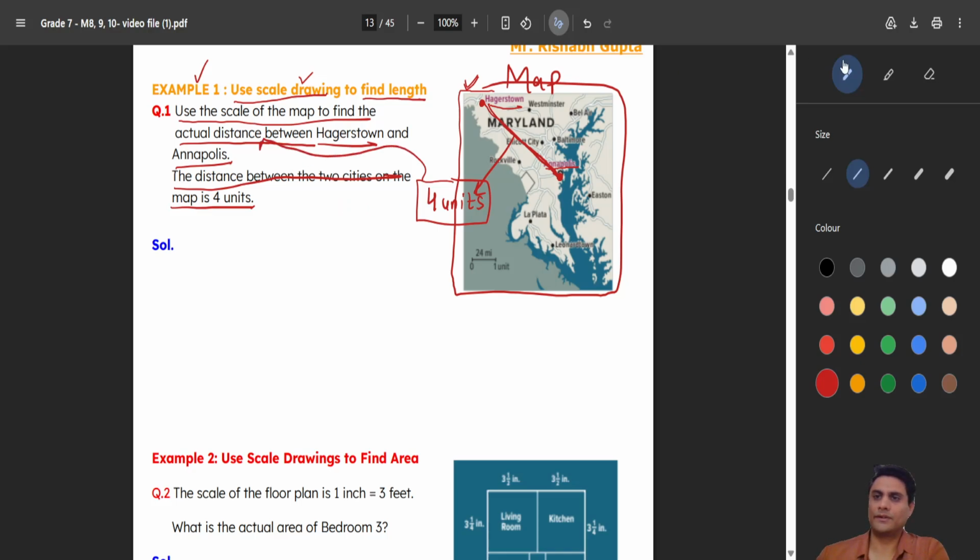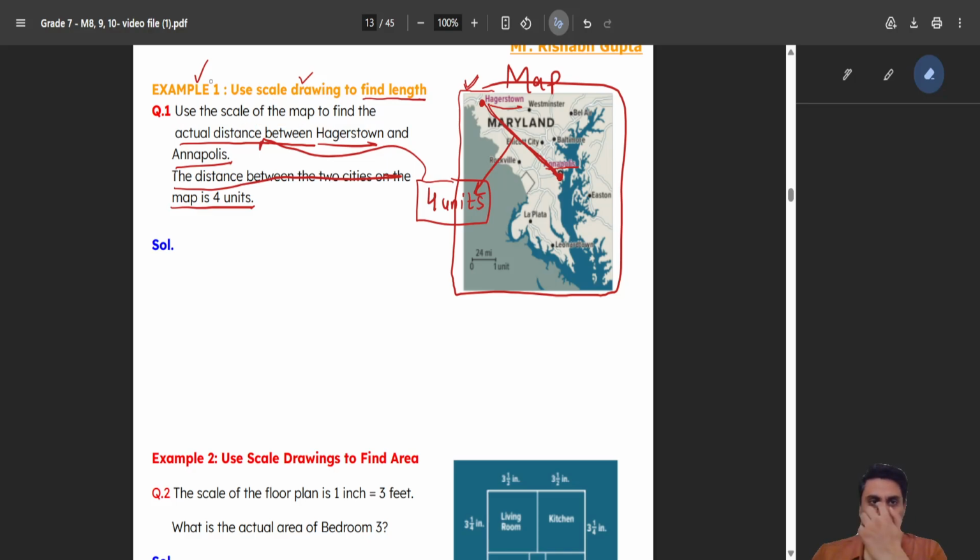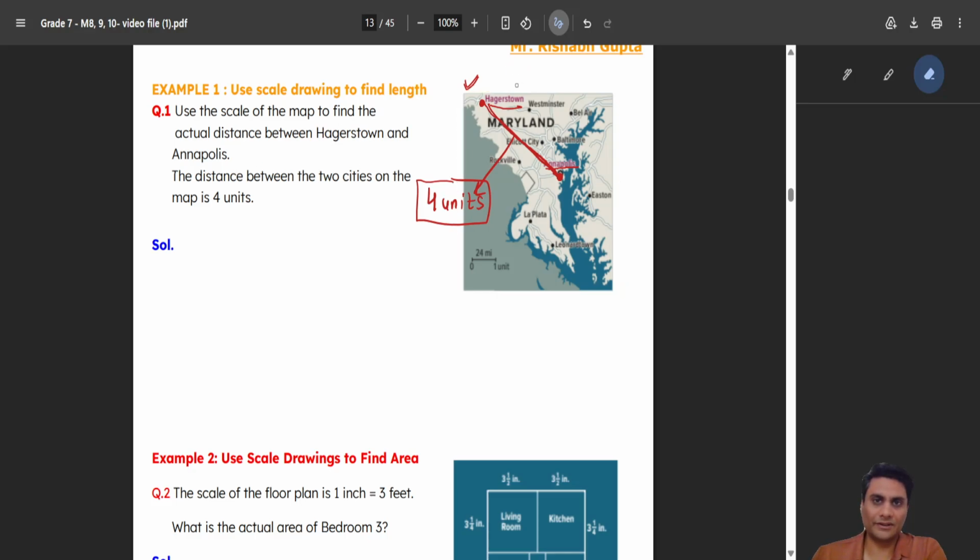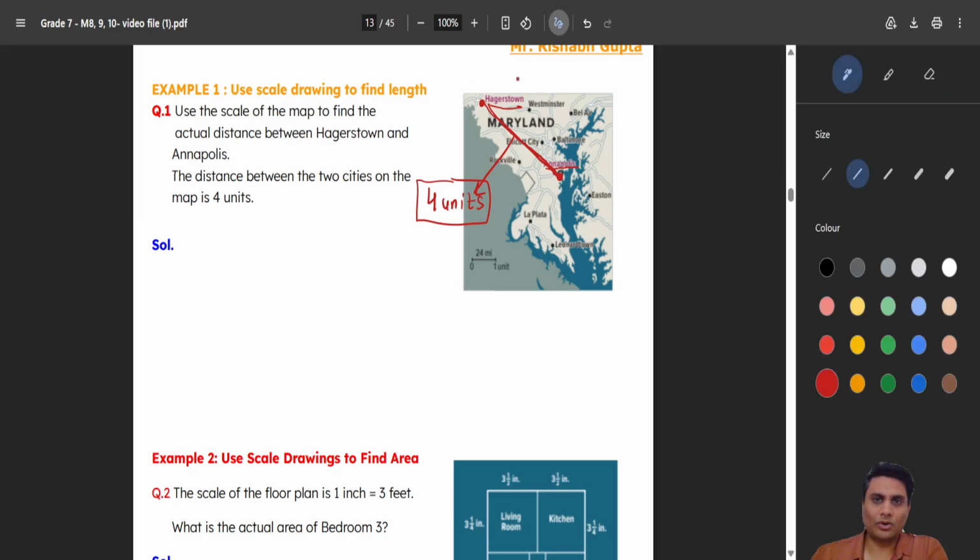Did you understand the question? Let us review the question one more time. What do we have to do? What is given? Let me erase all this extra stuff. Now he said this is a scale drawing of a place. There is Hagerstown here, there is Annapolis here. The distance between them on the map is 4 units. So you have to find how much this 4 units is in the real world.